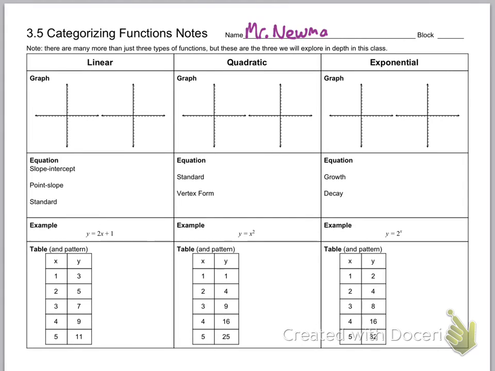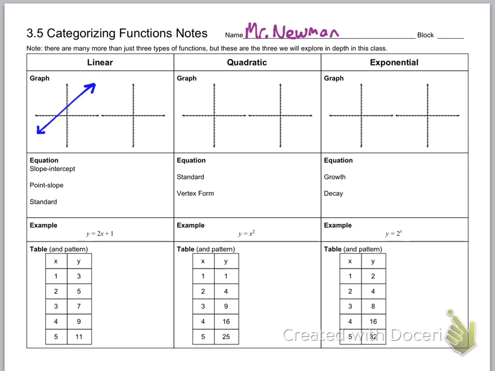Hey everyone, Mr. Newman here, and we're going to learn about three different kinds of functions, and we're going to categorize those functions. So by the end of this, you'll be able to look at either a graph, or an equation, or a table, and you'll be able to say what kind of function it is.